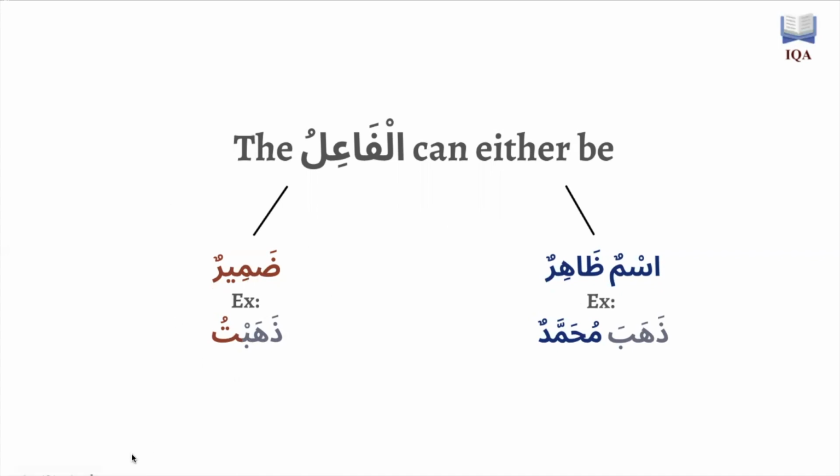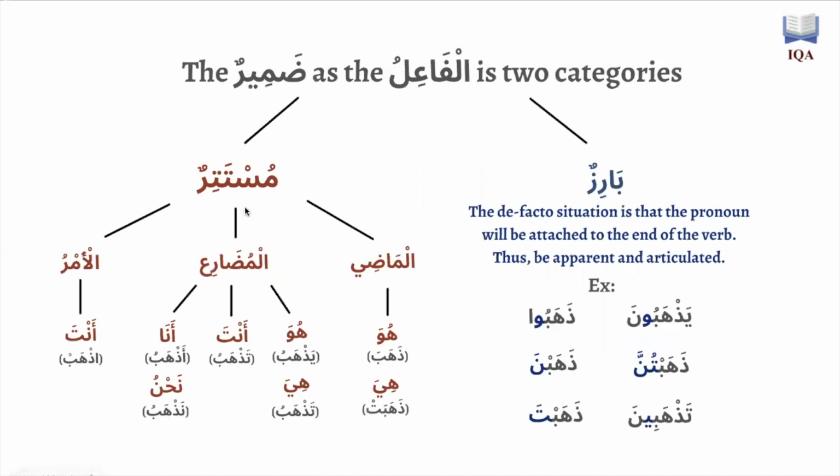When it's a ضمير, a pronoun, it can sometimes be mustatirun, hidden, or bariz, apparent. So the ضمير as a fa'il is of two categories. Bariz means that it is apparent and articulated, and it's attached to the back of the verb. While mustatiru means that the fa'il is going to be a ضمير, a pronoun, but that pronoun is going to be mustatirun, hidden.